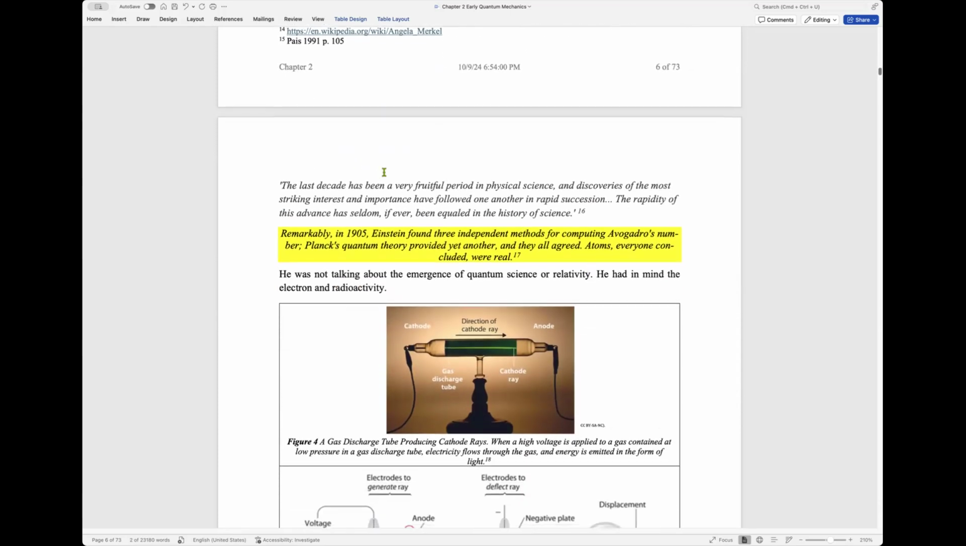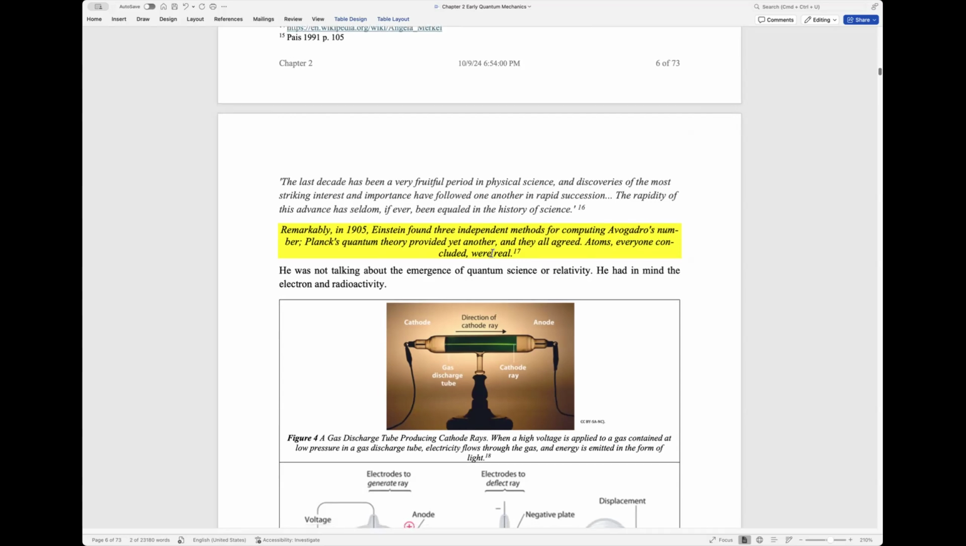As we continue to scan over the history, we see that Einstein, whose shadow was enormous all the way until his death in the mid-1950s, found three independent ways to calculate Avogadro's number. You remember that's a thing you learn in chemistry about the relationship of the mass of a particular element and how many atoms are in that mass. And so there was progress being made.